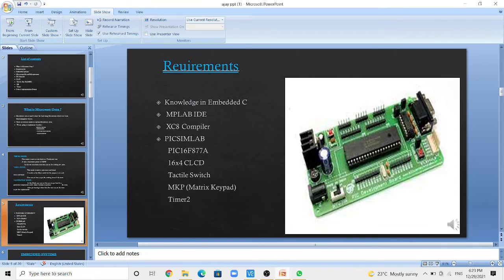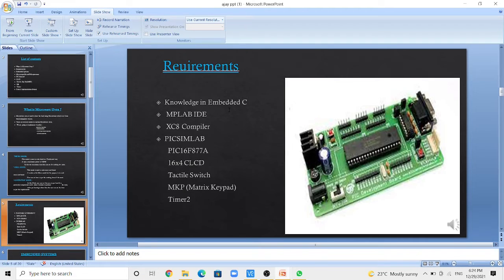Okay. So in order to design a microwave oven, you must have knowledge of embedded C. We know the differences between C and embedded C. C is a basic language which is not designed for hardware. Embedded C is a language which is defined for a particular hardware component. Based on the hardware component, we can write code for that particular hardware. So that's the main difference between C and embedded C.